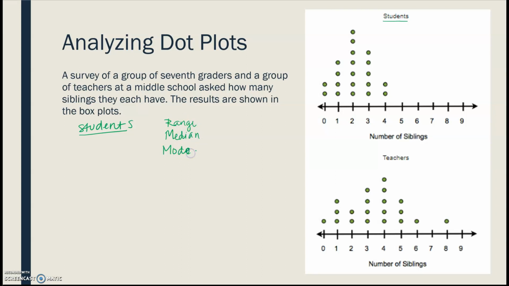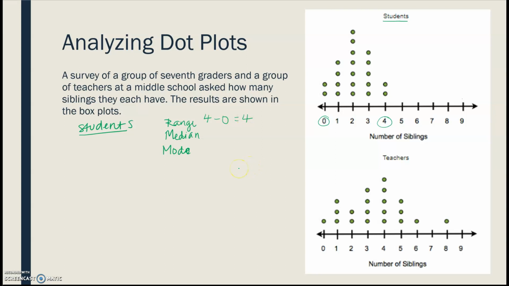R, me, mo. So range is the maximum number that it has a dot above it. So I'm not looking at 9 because there's no dot here. I'm looking at 4 minus the minimum. Minus 0 is 4.